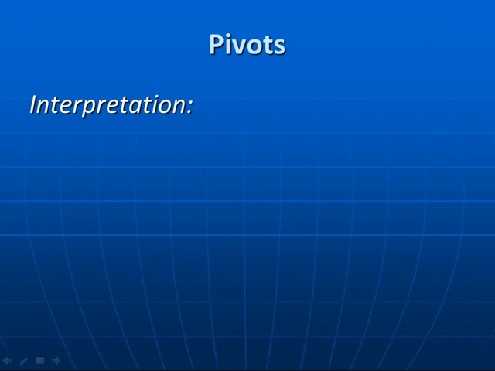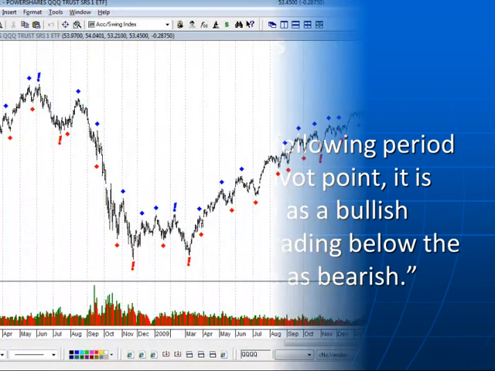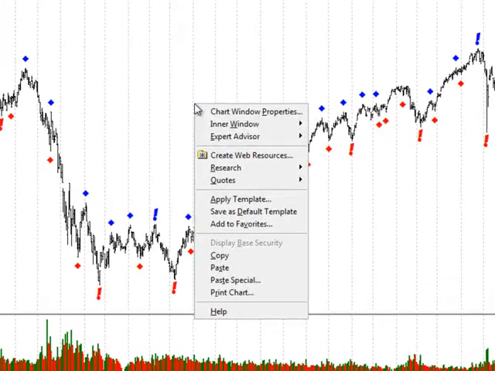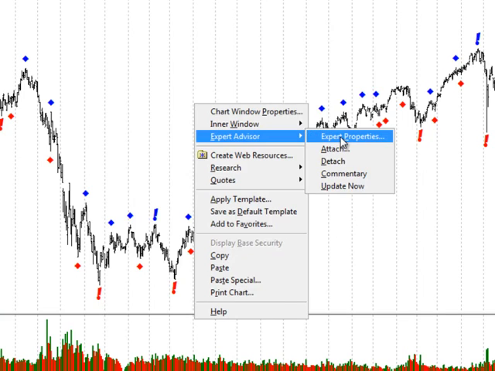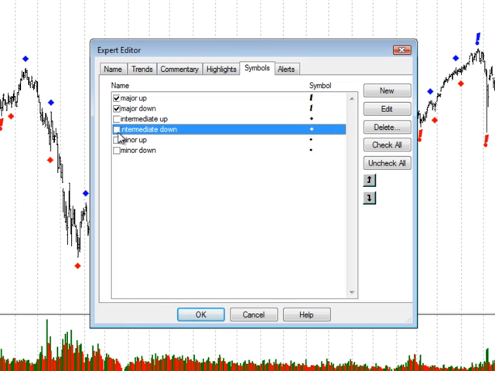As I said earlier, pivots can be identified and interpreted in a number of ways, but one interpretation is that if the market in the following period trades above the pivot point, it is usually evaluated as a bullish sentiment, whereas trading below the pivot point is seen as bearish. Let me demonstrate this for you and give you a little something to think about. Going back to our chart of the Qs, I'm going to right click inside the chart, choose the Expert Advisor, and go back into the properties. Now underneath the Symbols tab, I'm going to select only the major pivots. So I'll unselect everything else and click on OK.